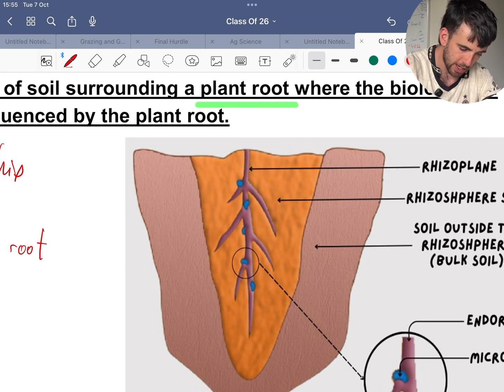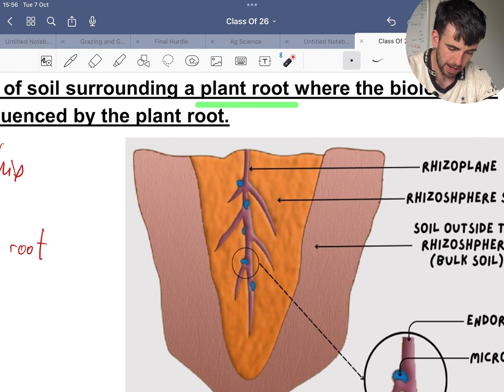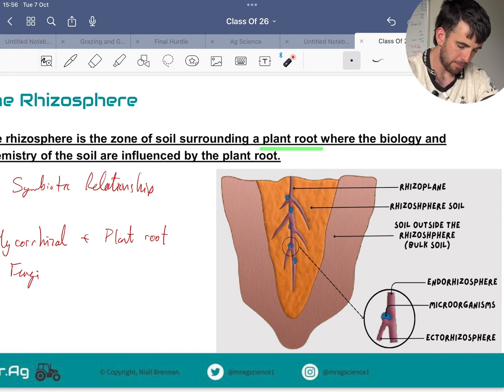This is a perfect diagram here. I'll just put the laser on. There you can see this is the plant root, and this orange zone is your rhizosphere, the area around your plant root.